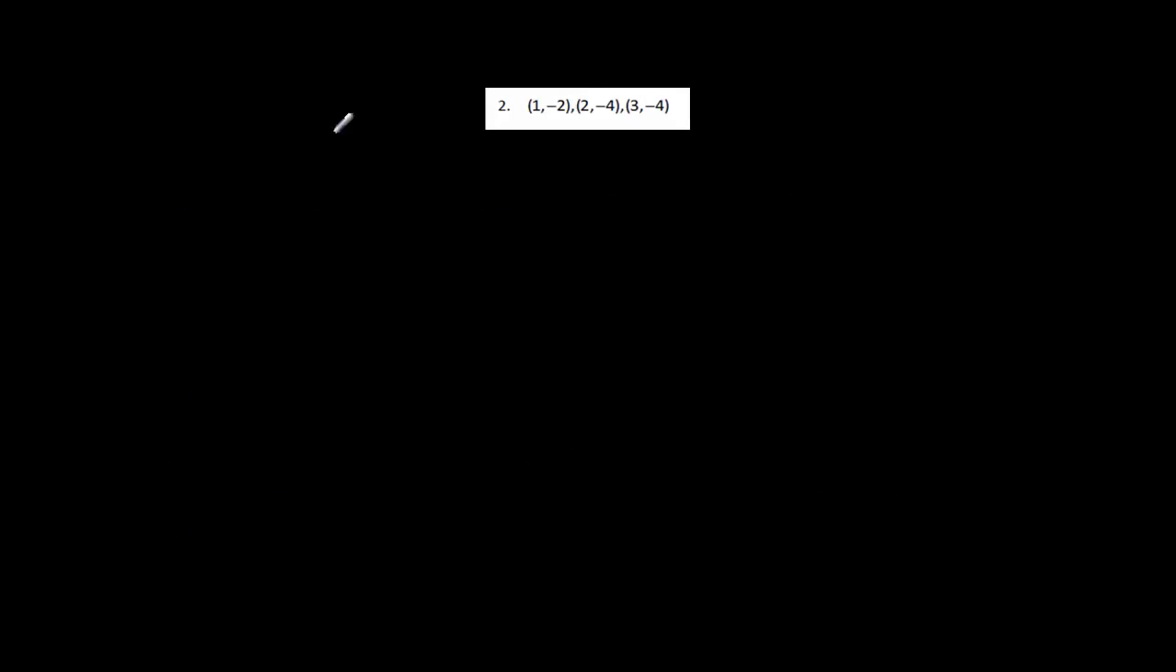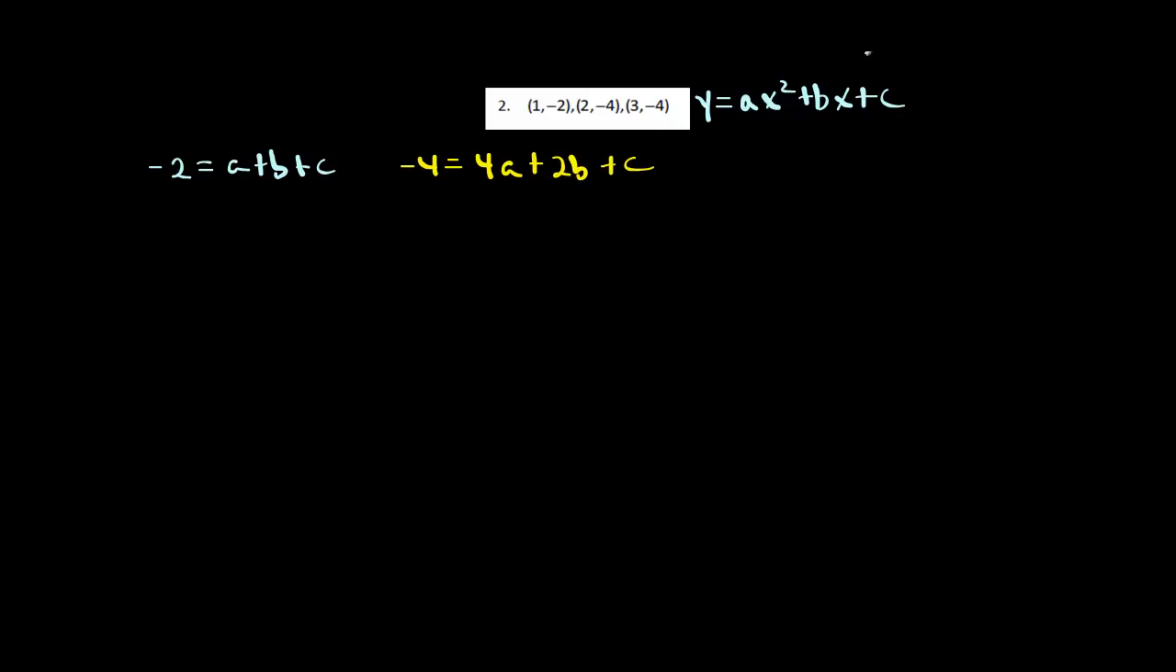Number 2, let's do the exact same thing. Let's plug one in. -2 equals a plus b plus c. Second one, -4 equals 4a plus 2b plus c. And the third, -4 equals 9a plus 3b plus c.